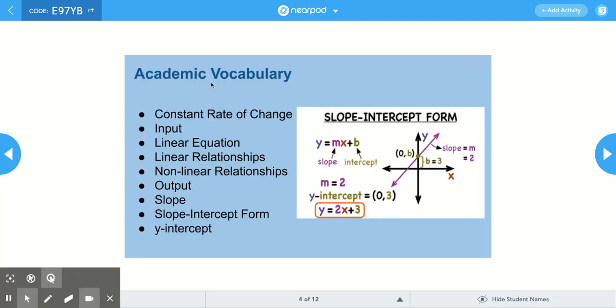Some academic vocabulary words that we've already gone over: constant rate of change, which in this case is going to be represented by the letter m. Another word for that is slope. So constant rate of change and slope can be used interchangeably. Input is going to be our x value. Output is our y value.